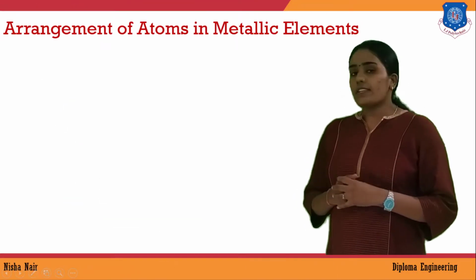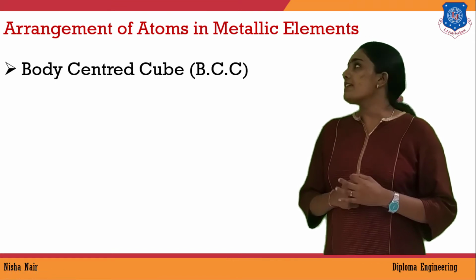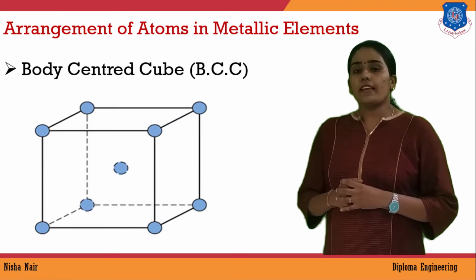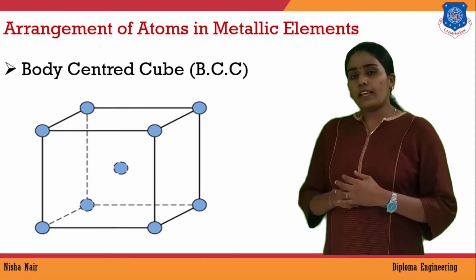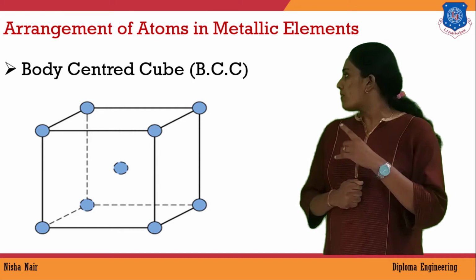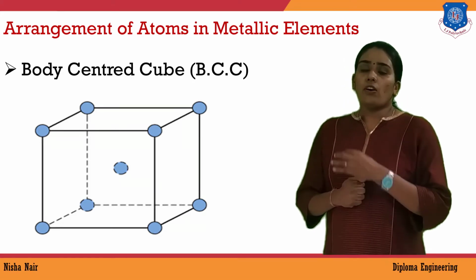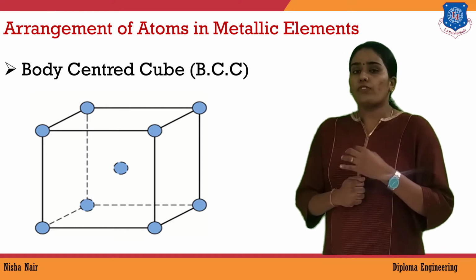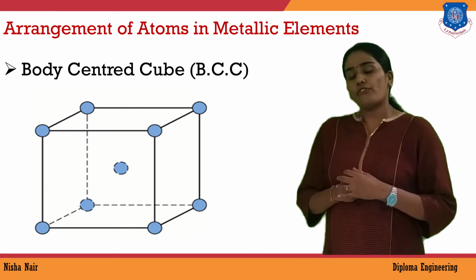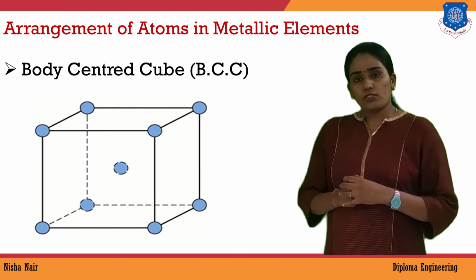Now next is the body-centered cube. In metallic elements showing a body-centered cube structure, we can see atoms on the 8 corners of the cube and in the center of the cube. We can see there is only one center for the cube, so we can see atoms on the center of the cube and on the 8 corners of the cube.